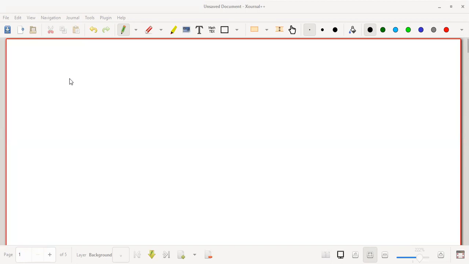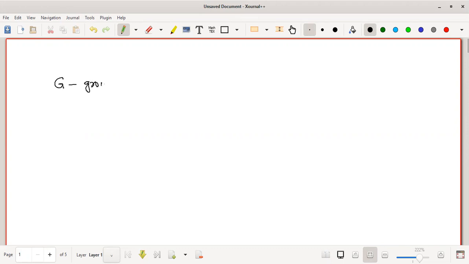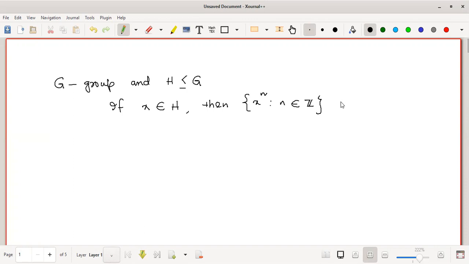Suppose G is a group and H is a subgroup of G. If x belongs to H, then this set, x to the power n, where n is an integer. Obviously, this is a subset of H, isn't it?